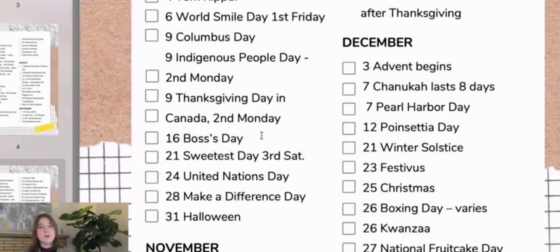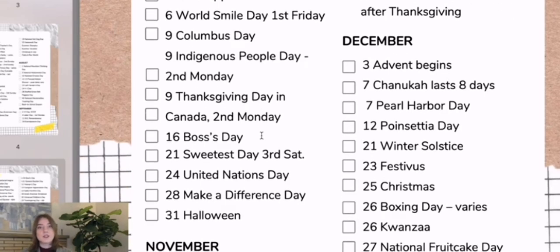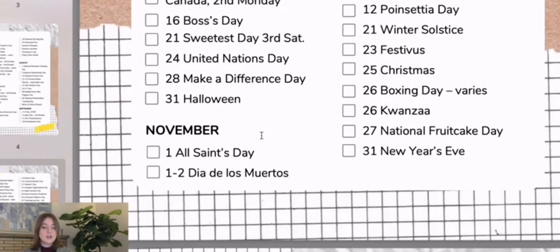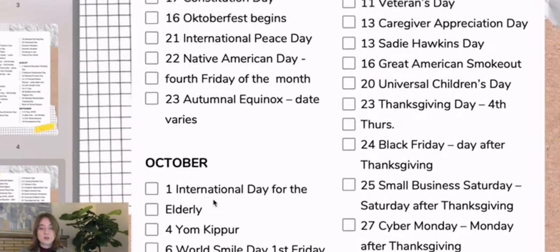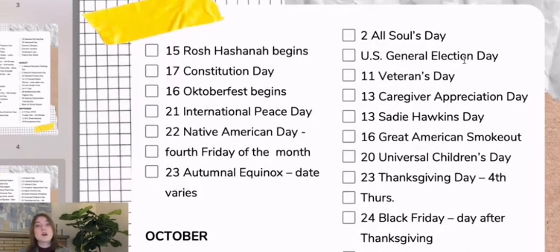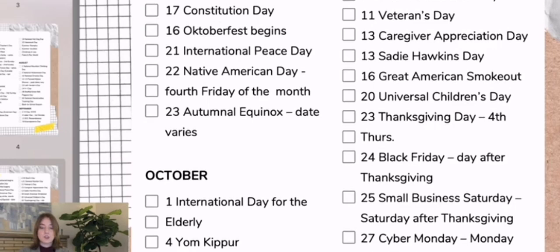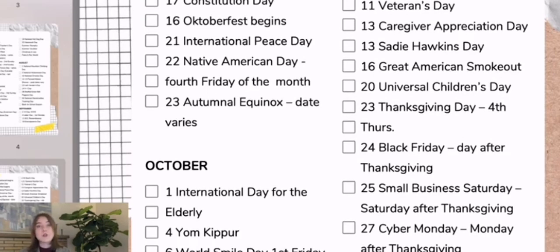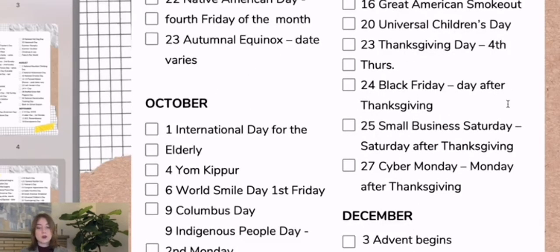But let's take a look at November and see what we can start working on to cross-niche with some of these November holidays. So we have All Saints Day, Dia de los Muertos, we have All Souls Day. General elections are coming up in November, especially a great thing to start preparing for. Veterans Day, Caregiver Appreciation Day. Thanksgiving Day is definitely going to be a big one. We have Black Friday, Small Business Saturday, Cyber Monday.